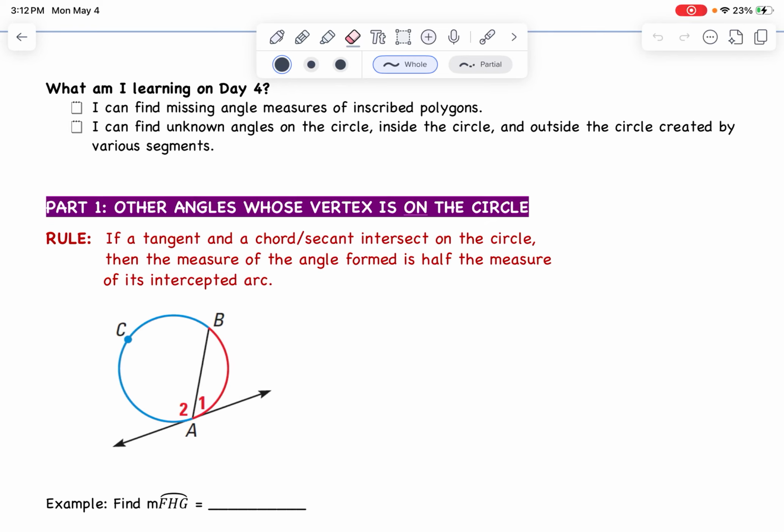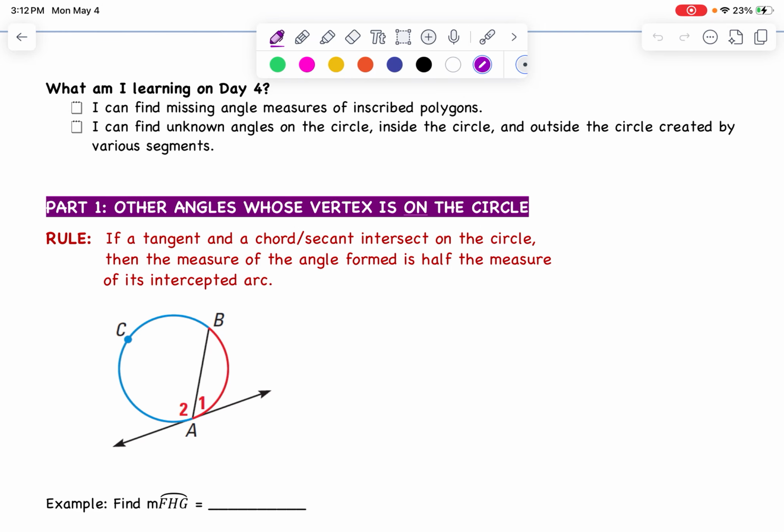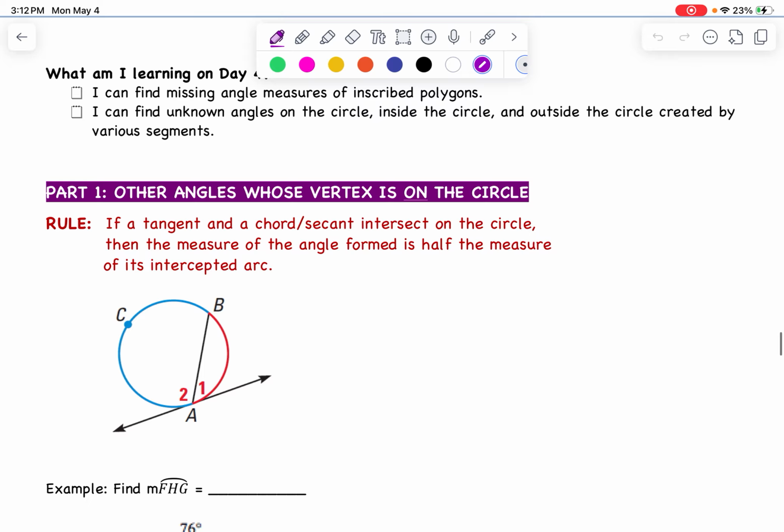All right, you guys, so I'm just going to run through how to find angles that are inside the circle, on the circle, and outside the circle. Some of the formulas kind of overlap, but I'm going to run through this really quickly. And if you need to pause it and rewind, then please do.